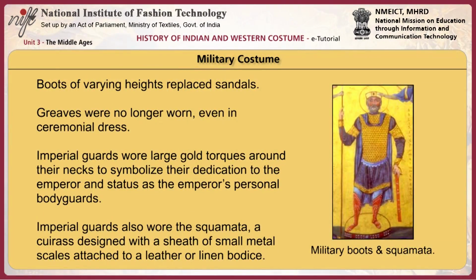Boots of varying heights replaced sandals. Greaves were no longer worn even in ceremonial dress. Imperial guards wore large gold torques around their necks to symbolize their dedication to the emperor and status as the emperor's personal bodyguards. Imperial guards also wore the squamata, a cuirass designed with a sheath of small metal scales attached to a leather or linen bodice.